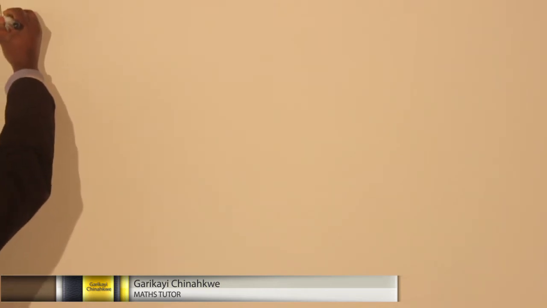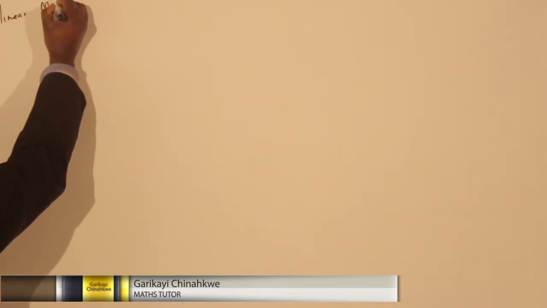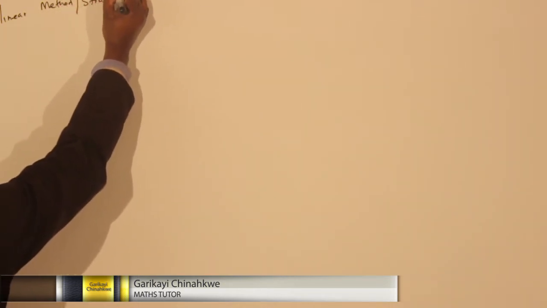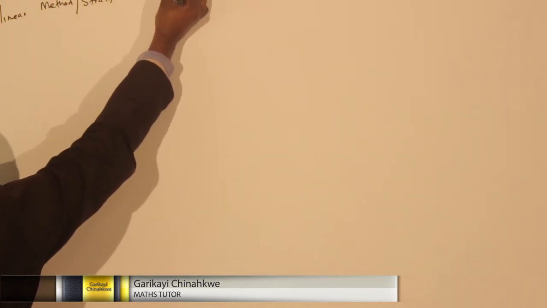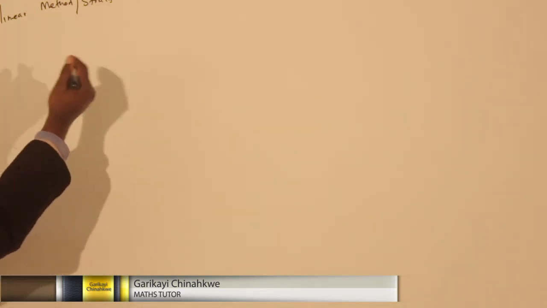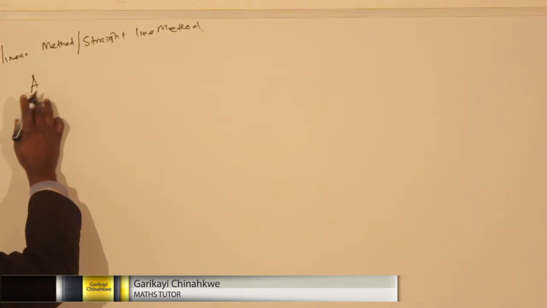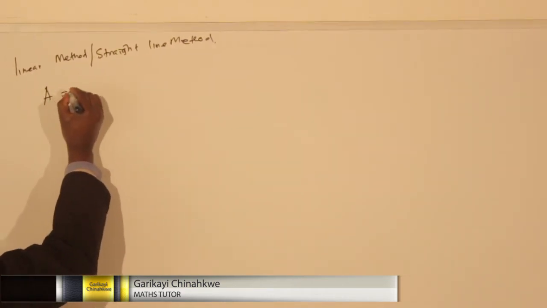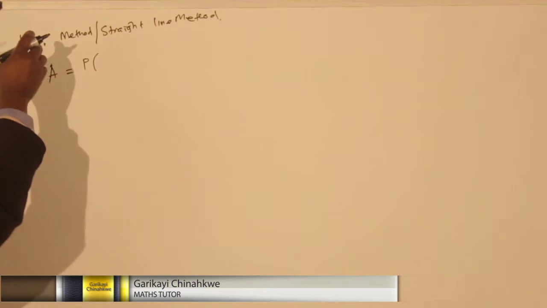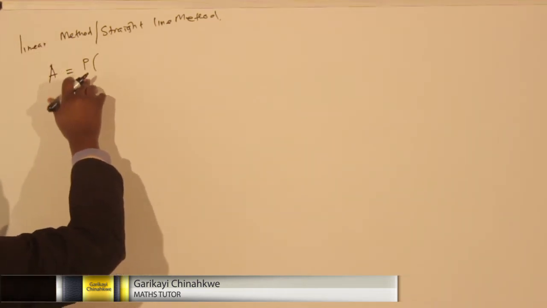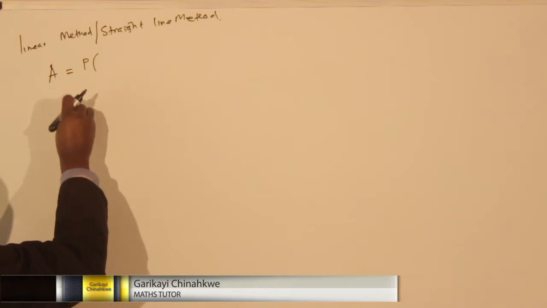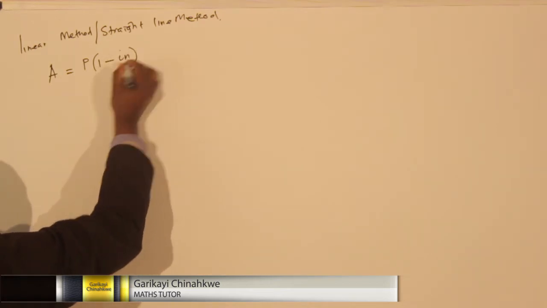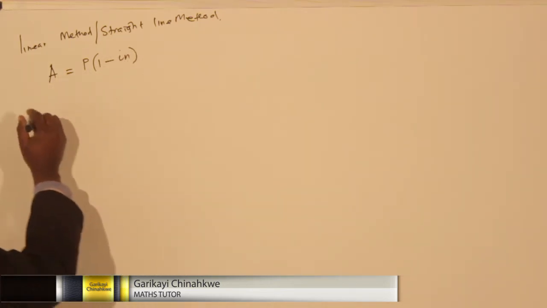The first one is called linear method. All right, this linear method, sometimes it is called straight line method. I'm going to give you the formula for the straight line method. It is given by A, where A is the value of the item after depreciation. Then P is the value of the item now, the present value. Then A = P(1 - iN). That's for depreciation on straight line method. This is the first one.